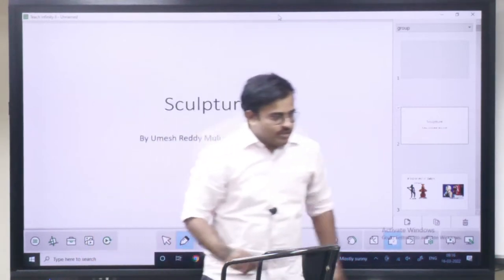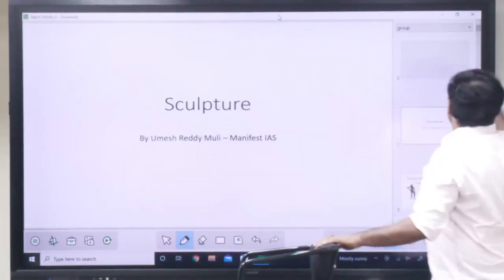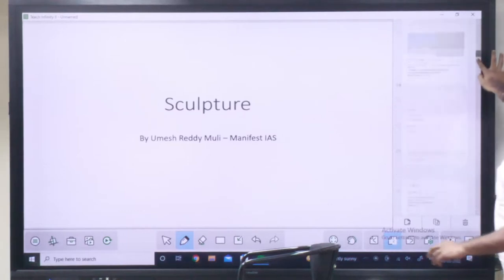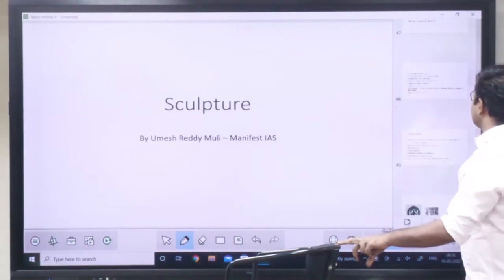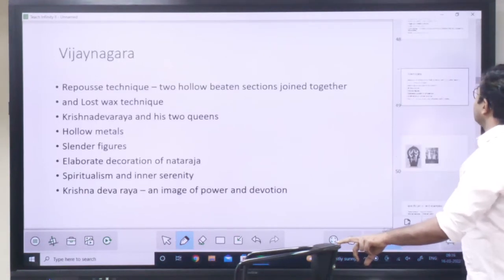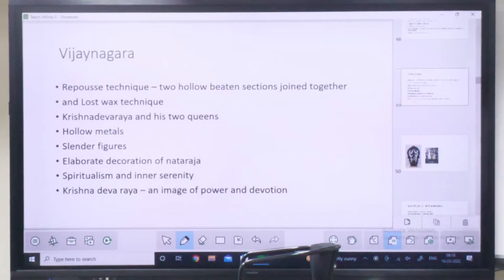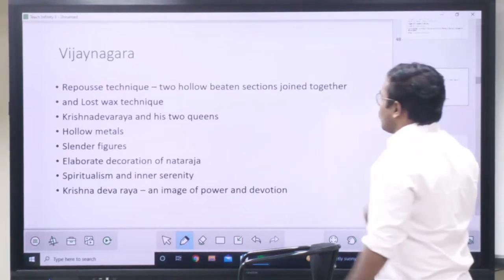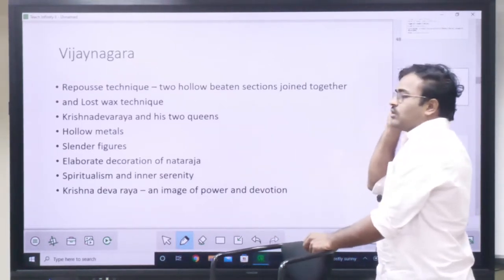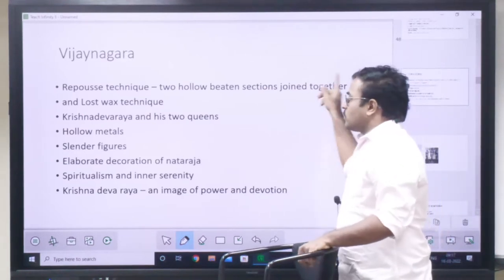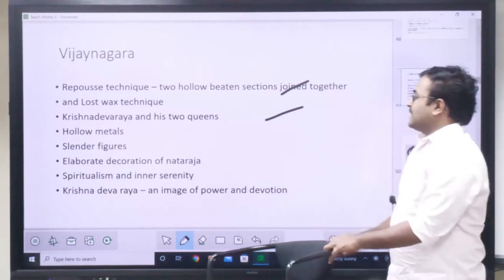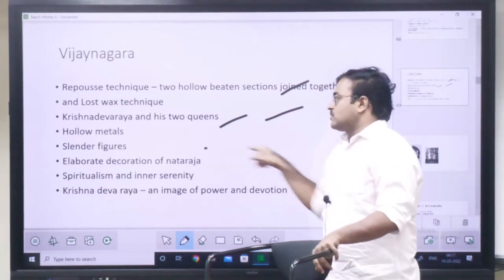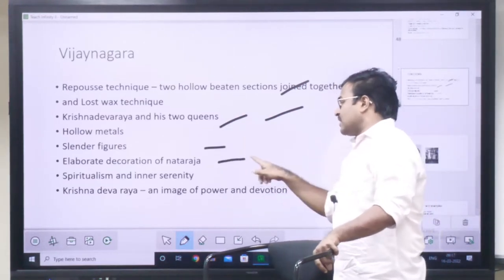So this is the last major school. Vijayanagara Empire. The technique is known as repose technique. Two hollow beaten sections joined together, and lost wax technique is also used. Krishna Devaraya along with his two queens. Hollow metal, slender figures. Here also, elaborate decoration of Nataraja.